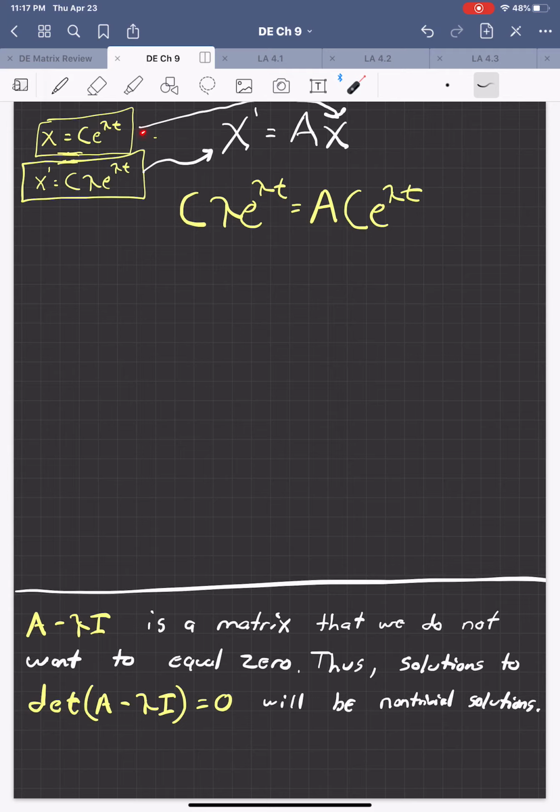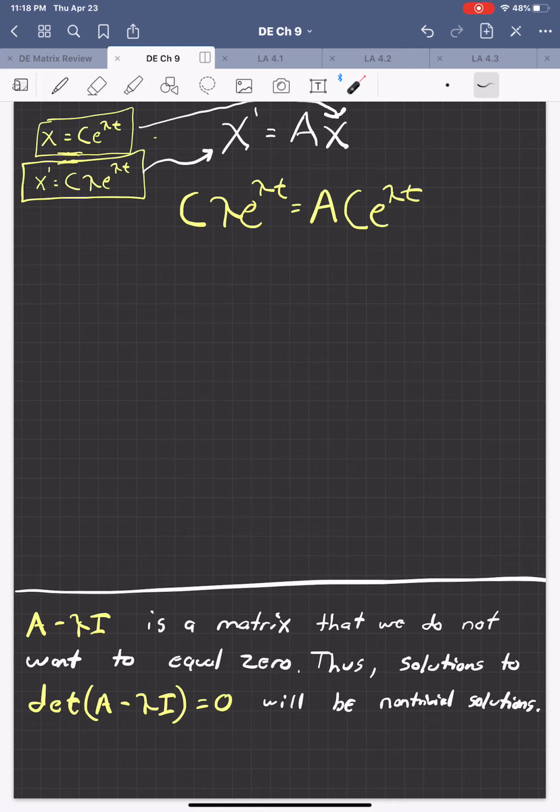So at this stage, I've substituted in for x and x prime. And now this is not something to gloss over. This is something that is going to help you see how we go about solving these using matrices and so forth.